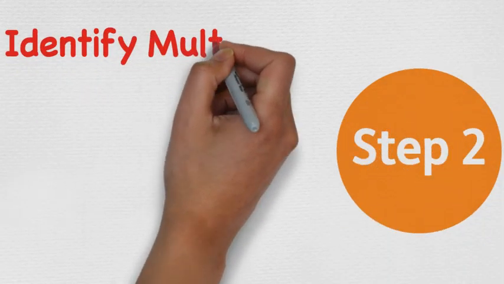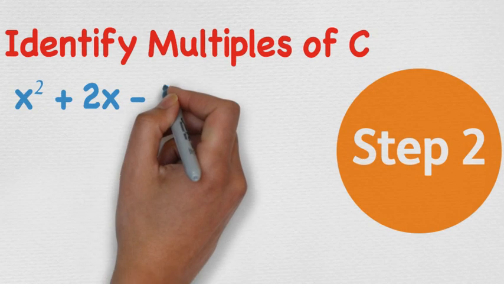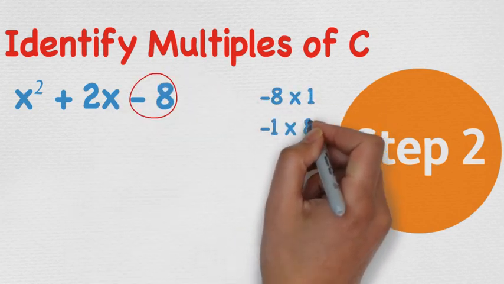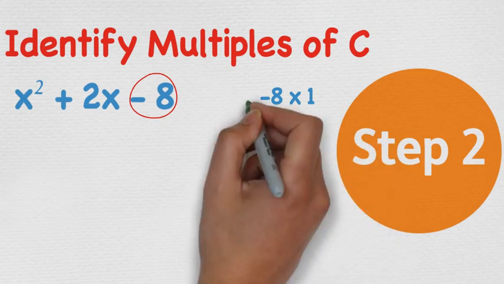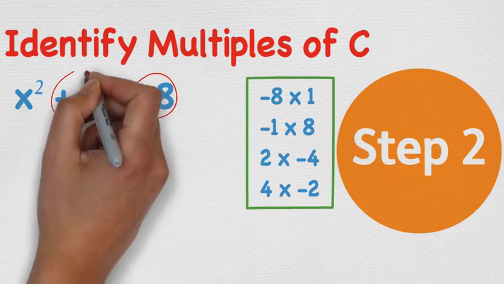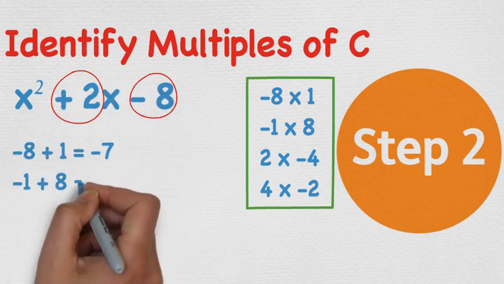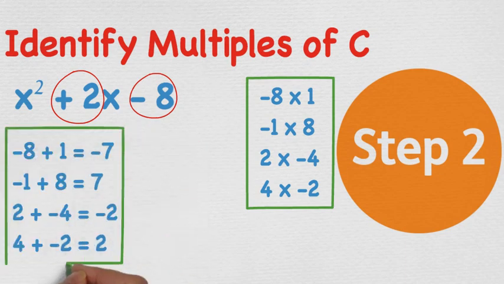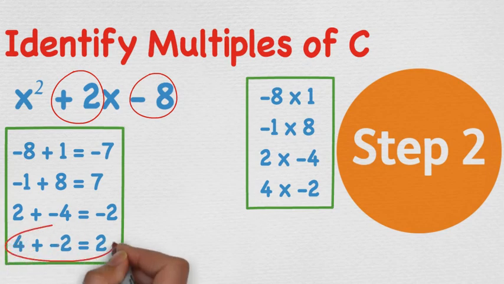The second step is identifying the multiple of c, and in this case, the value of c is negative 8. This means we need to find multiples of negative 8 that when added together equal the b value, which is negative 2. So all the multiples of c are listed on the right. We have negative 8 times 1, negative 1 times 8, 2 times negative 4, and 4 times negative 2. All these, when multiplied together, equal negative 8. However, we now need to find the pair that adds to the value of b. We will look at the table on the left. The only values that when added together equal negative 2 are 2 plus negative 4.